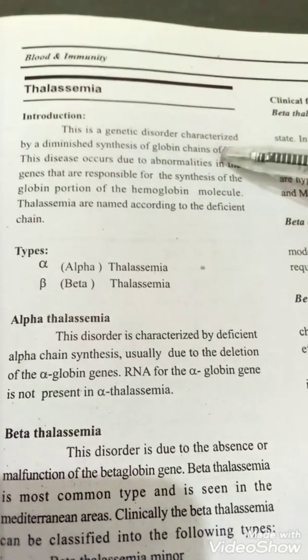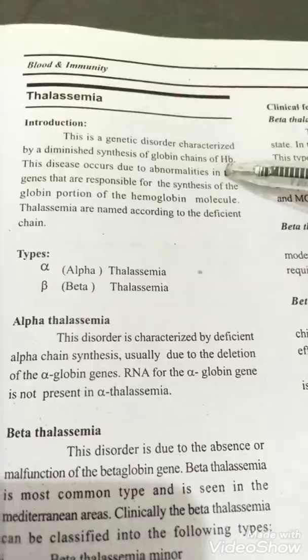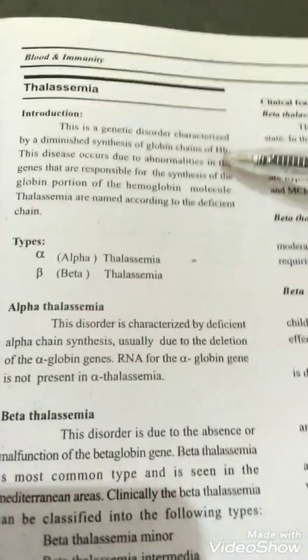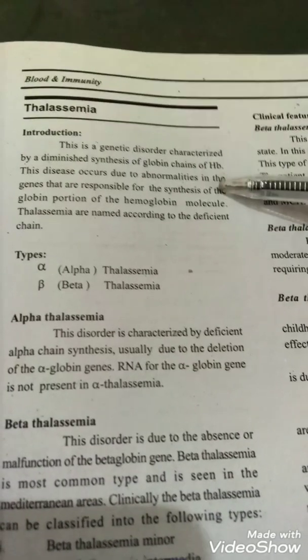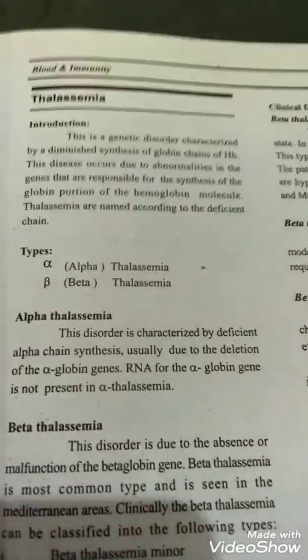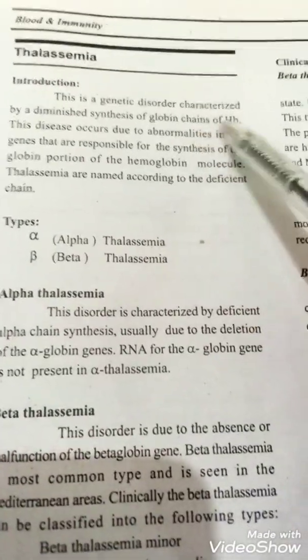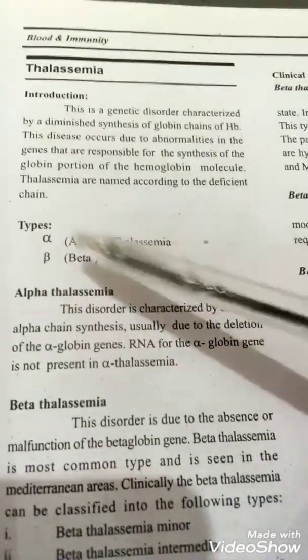This is a genetic disorder characterized by diminished synthesis of globin chains of hemoglobin. So there is a diminished synthesis of globin chains in hemoglobin. It is also a genetic disorder. It is also related to the hemoglobin disorder and blood disease, thalassemia.